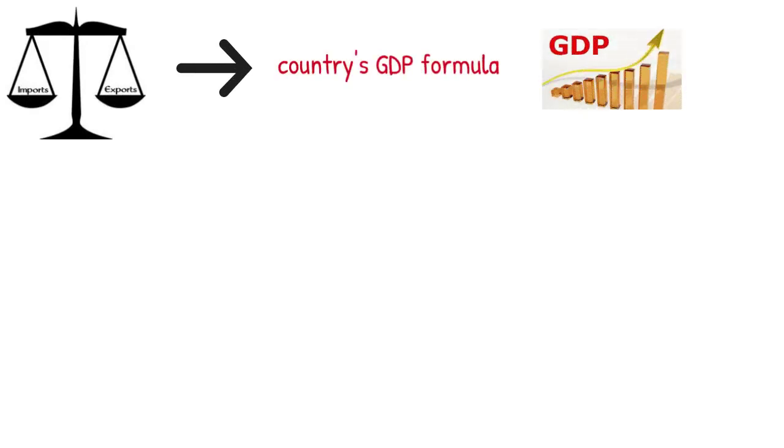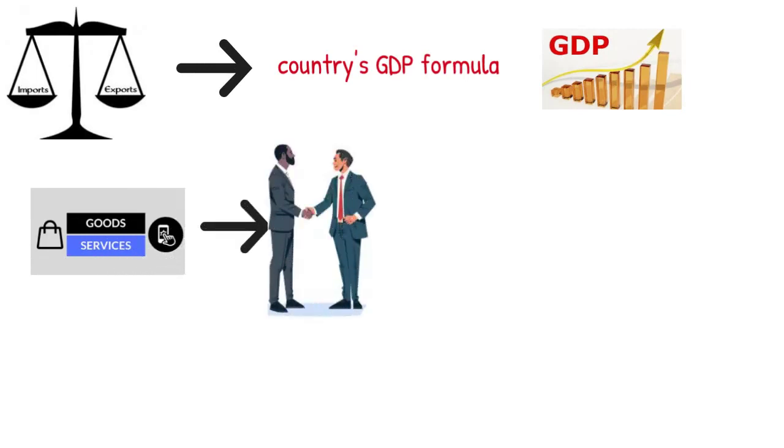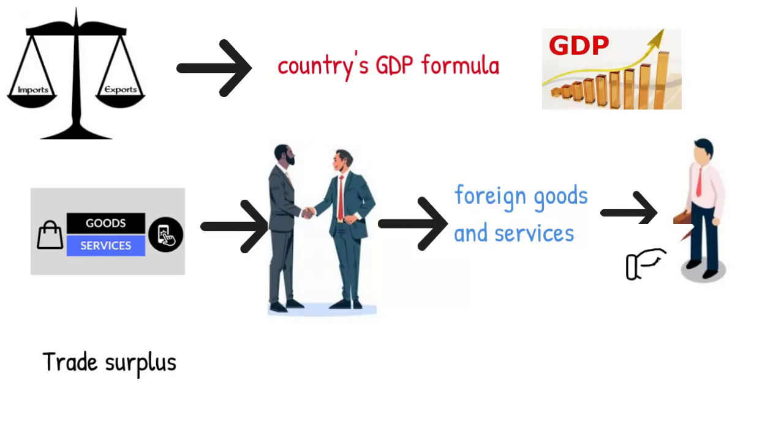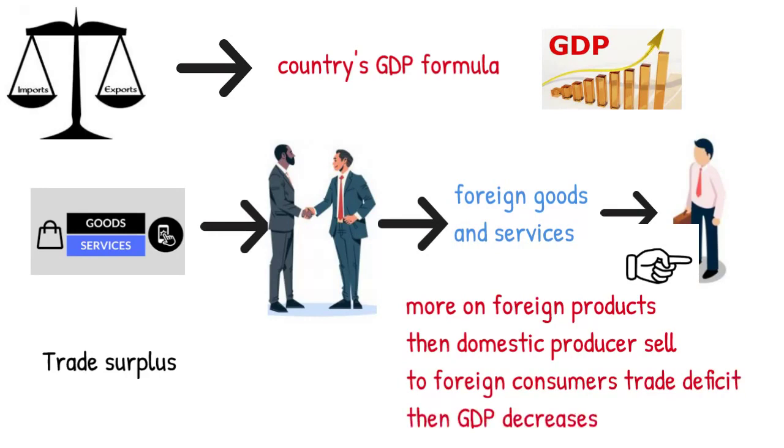GDP increases when the total value of goods and services that domestic producers sell to foreigners exceeds the total value of foreign goods and services that domestic consumers buy, otherwise known as a trade surplus. If domestic consumers spend more on foreign products than domestic producers sell to foreign consumers, a trade deficit, then GDP decreases.